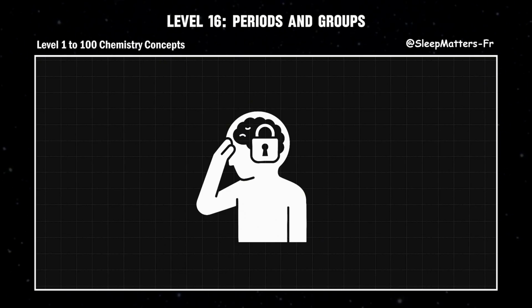Groups, on the other hand, are vertical columns. Elements in the same group have the same number of electrons in their outer shell. Group 1 elements like lithium, sodium, and potassium have 1 electron in their outer shell. This makes them highly reactive. Group 17, the halogens, have 7 electrons, making them desperate to gain 1 more. Group 18 is the noble gases. They have full outer shells, making them stable and unreactive.